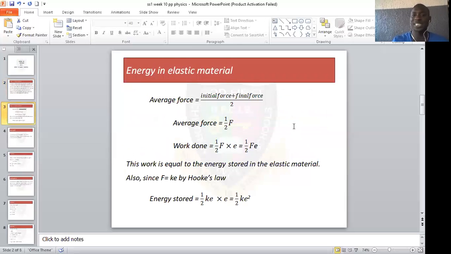Mathematically, average force is initial force plus final force over 2, from the word average. So average force is given as 1 over 2 F, where F is the force.